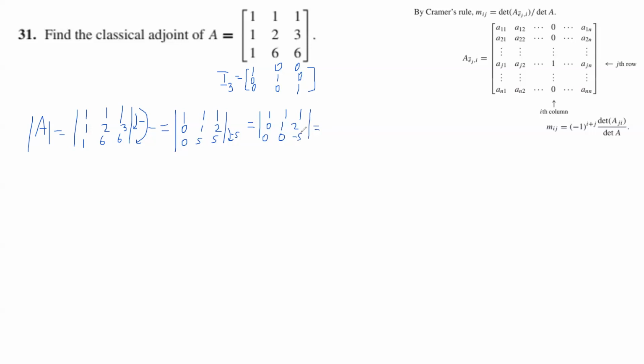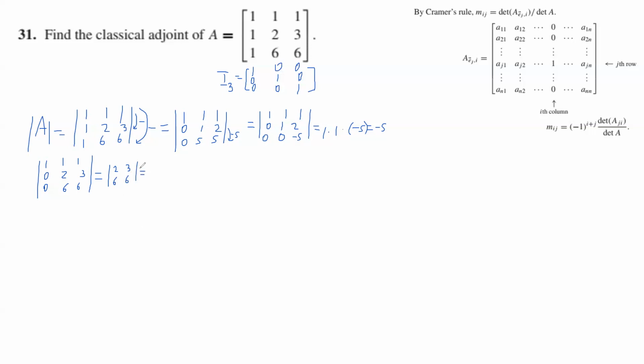So the determinant of the triangular matrix, and we have the upper triangular matrix, is just the multiplication of the diagonal elements, which is minus 5. Next, we can calculate the adjoint of our matrix. So we will replace the first column with 1, 0, 0, which is 2, 3, 6, 6.